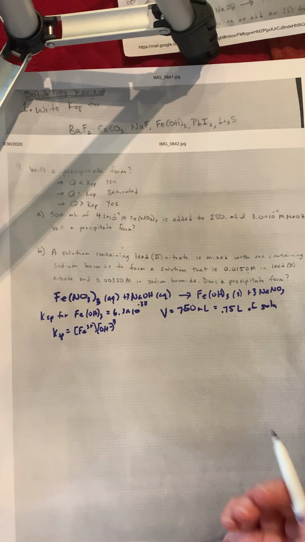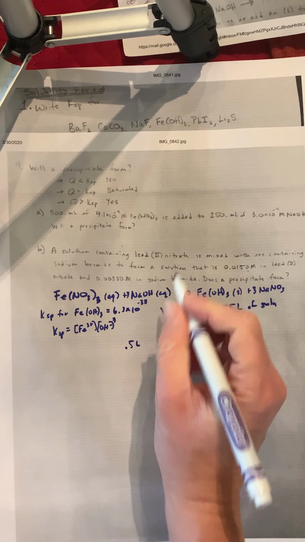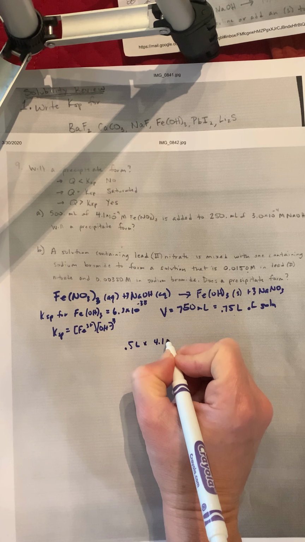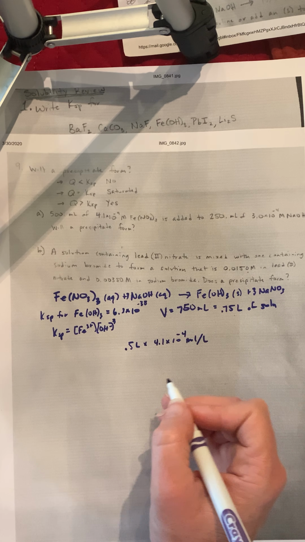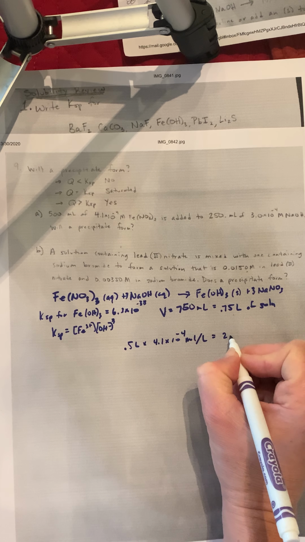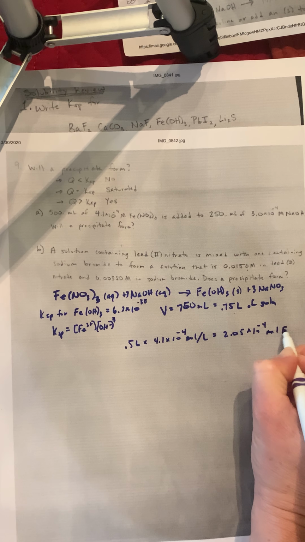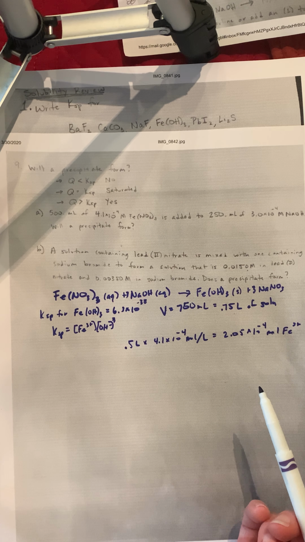Okay, how much of the Fe3 plus do we have? That is kind of a stoichiometry problem. So we added 0.5 liters, that's this 500 milliliters, of this concentration, 4.1 times 10 to the negative 4th moles per liter, and that's going to tell us how many moles, 2.05 times 10 to the negative 4th moles of Fe3 plus are in our combined solution. How much hydroxide is in there? Well, whoops, sorry about that.